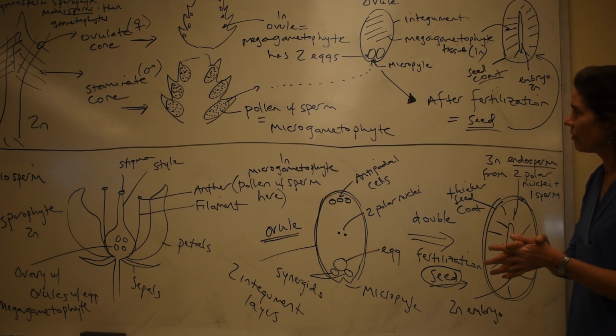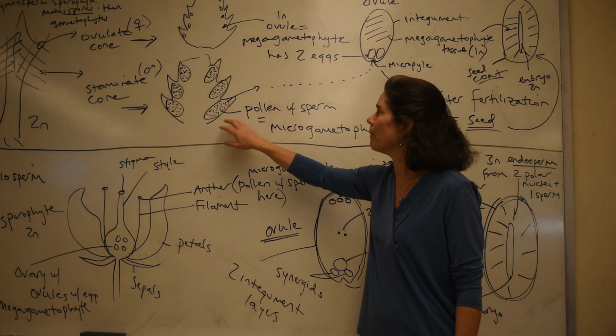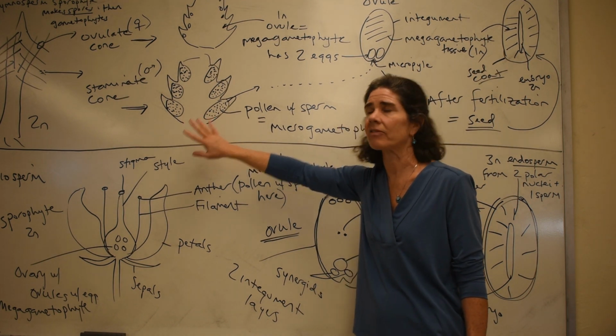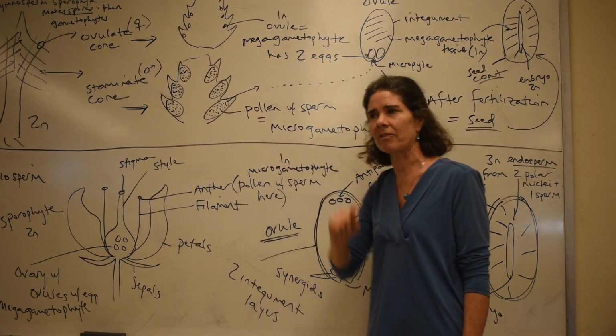All right, so remember that the pollen is microgametophyte. It's made inside the staminate cone. And we're going to show you some slides of what these look like. I'm sorry about my scribbles, but you'll see the slides later.